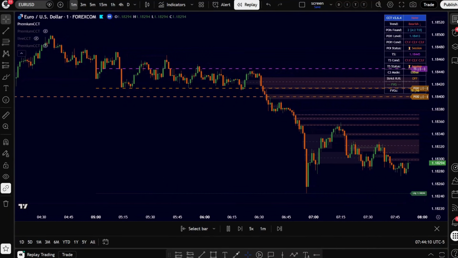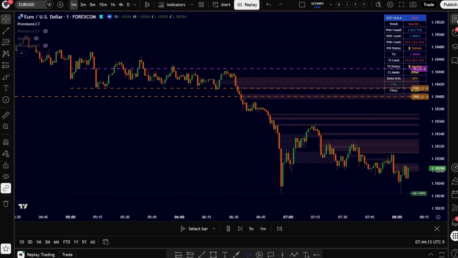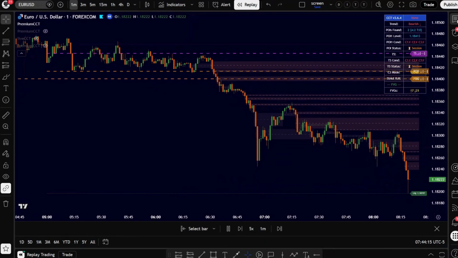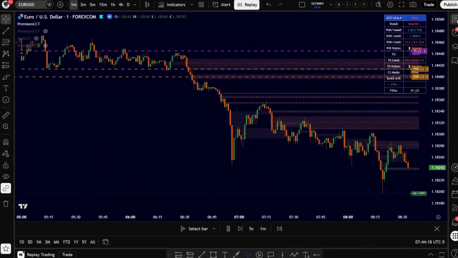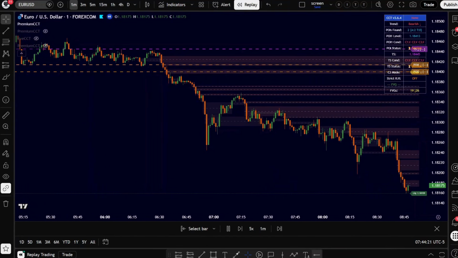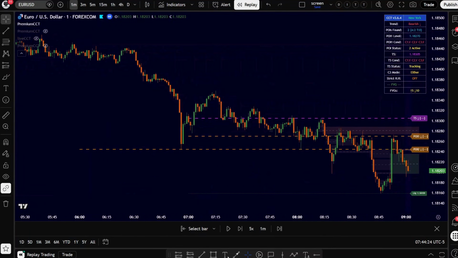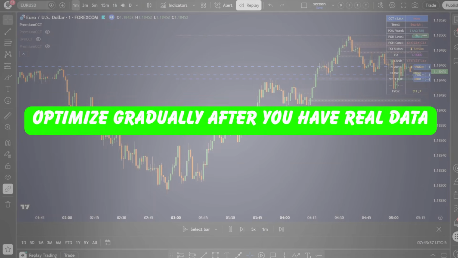Keep a detailed trade journal. Log every POI and TS entry. Record which conditions triggered and in what order. Track what risk reward you achieved. Calculate your win rate by setup type over time. Optimize gradually after you have real data.